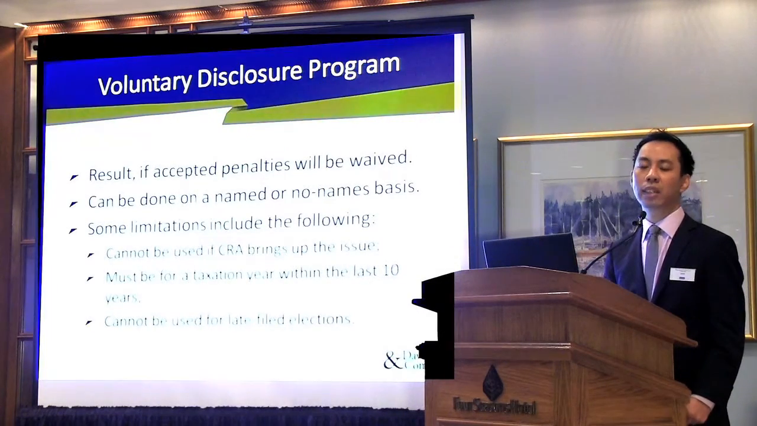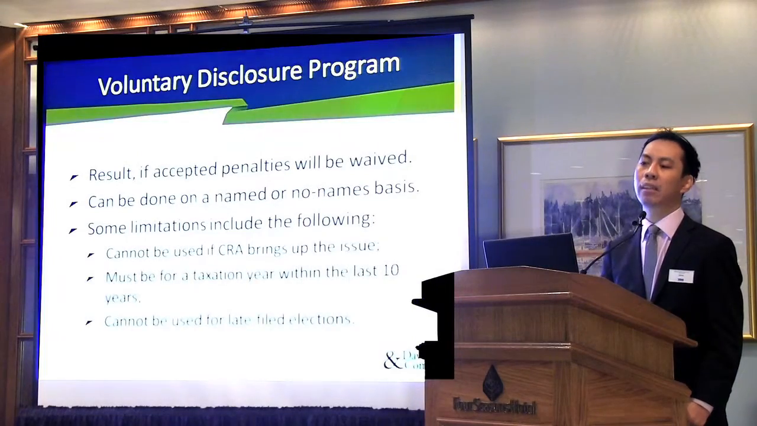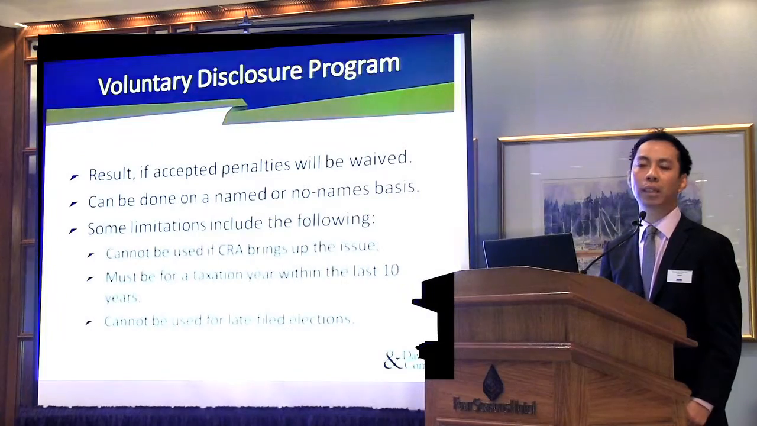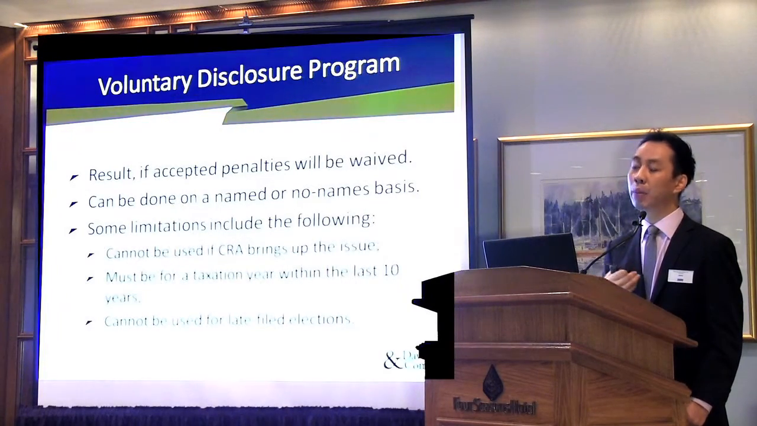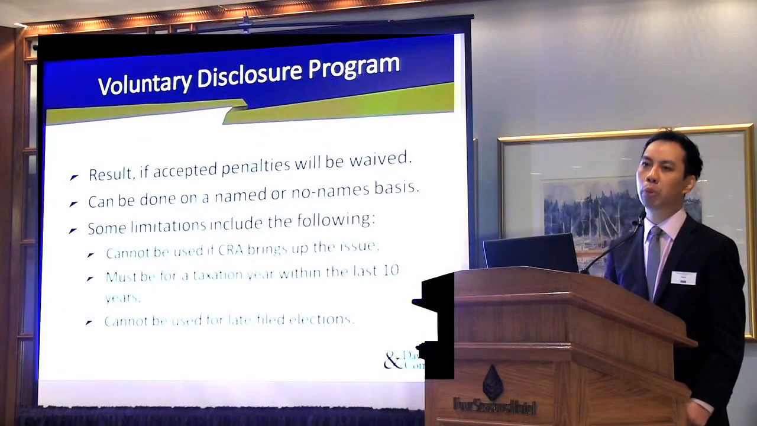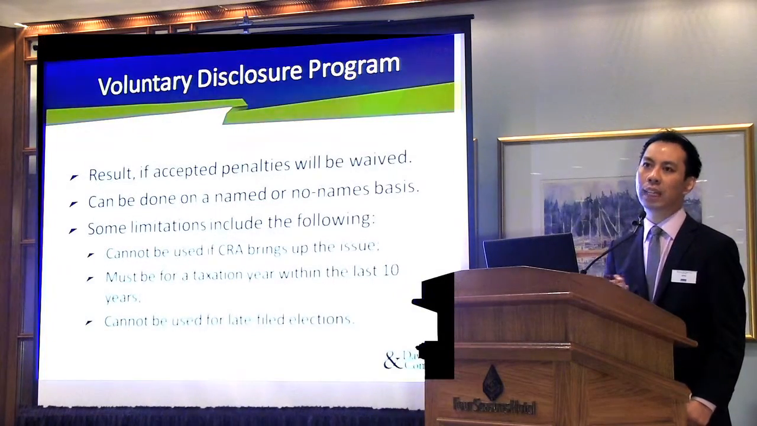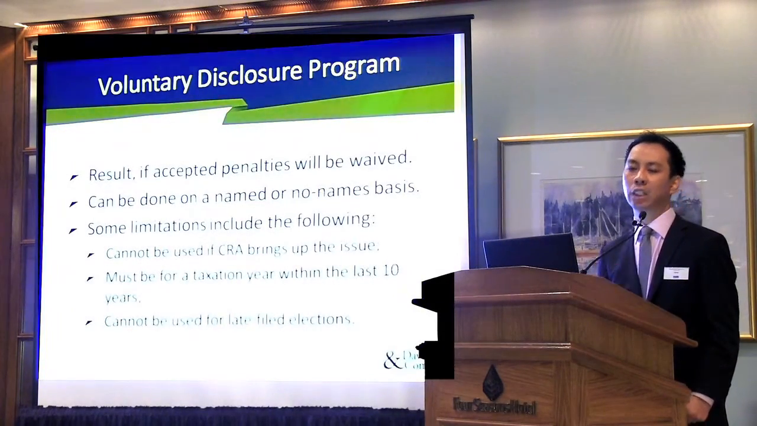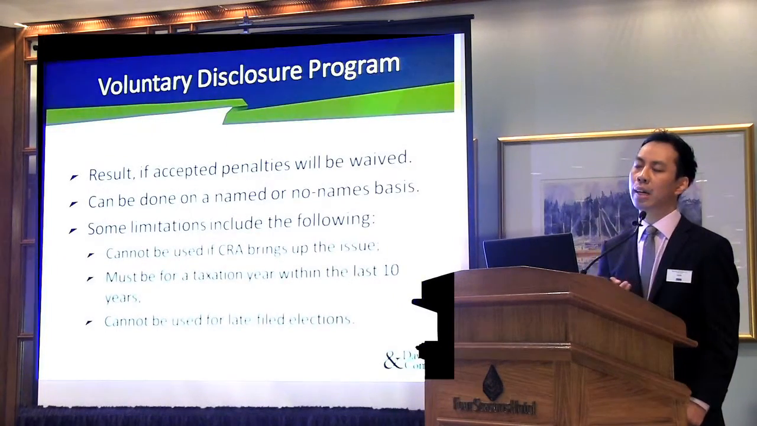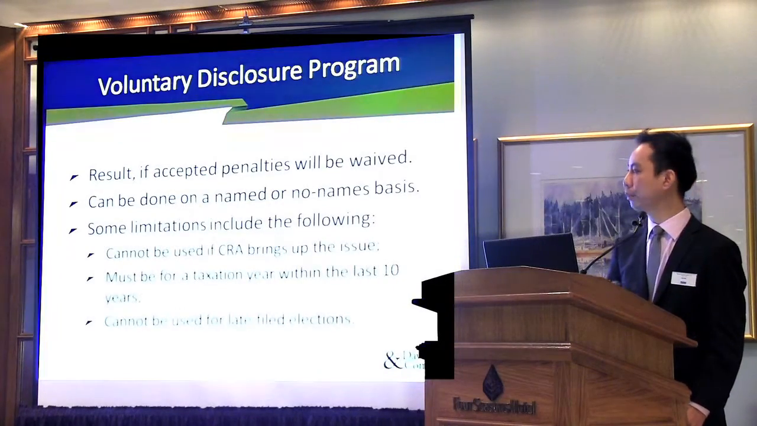The VDP only works for the last 10 years for waiving the penalties. So if you had to file 15 years worth of tax returns, years 11 to 15 wouldn't actually be allowed to get waived for penalties under the VDP. I would say in our experience, the CRA doesn't usually go more than 10 years anyways, so it's a bit of a moot point, but just keep that in mind. And it can't be used for late filed elections. So for example, if you had a Section 85 election that you wanted to file and you were 3 years late, that wouldn't actually qualify under the Voluntary Disclosure Program.